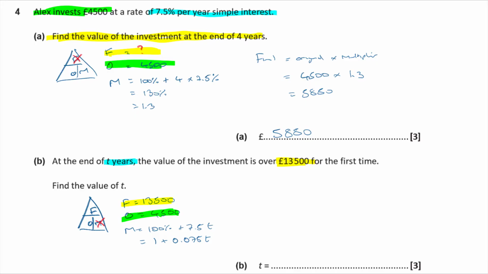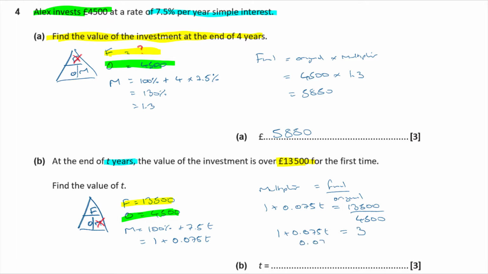Okay, so then I'm going to arrange this in terms of M, because it's part of the multiplier. I'm going to write M as the subject, so multiplier is equal to final over original, which is equal to 1 plus 0.075T, and that's going to be equal to 13,500 divided by 4,500. Right, what's 13,500 divided by 4,500? That comes out to be 3. So I've got 1 plus 0.075T is equal to 3. Take 1 away from both sides.